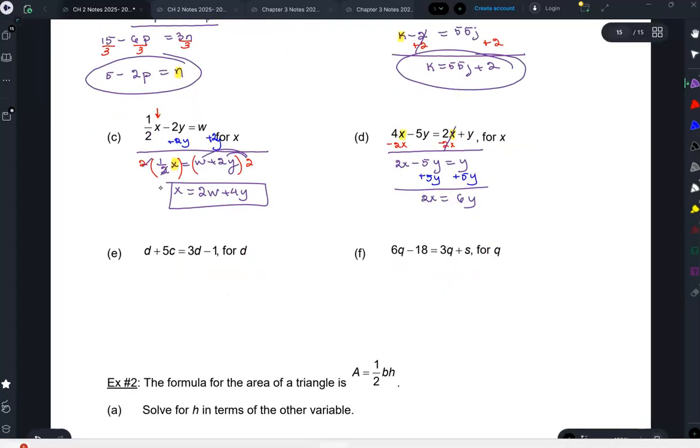Now what am I going to do? Divide by 2, divide by 2. So x is 3y. Cool? Fabulous. Okay. All right, next one. What do you think? What should we do first? We're solving for d. Okay, look, I got d here, I got d here. So let's do minus 3d.